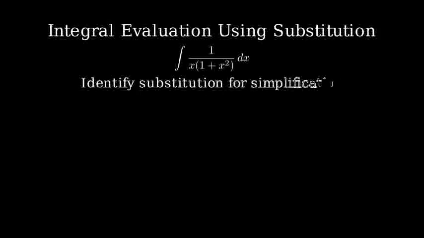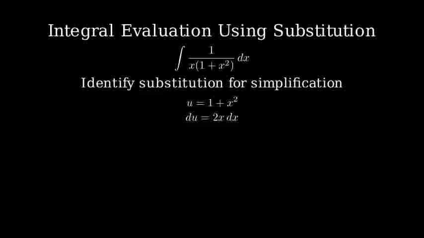Notice in the denominator, we have x times (1 plus x squared). We'll take advantage of this by letting u equal 1 plus x squared. Next, let's find du by differentiating with respect to x. This gives us du equals 2x dx.